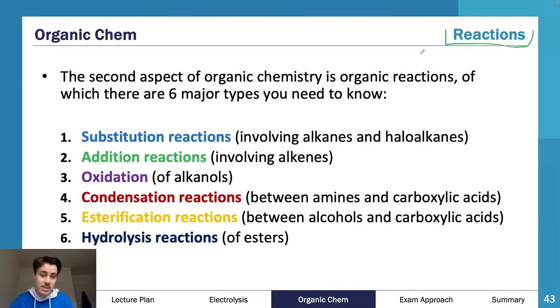What's the next one? 6. So these are the 6 main types you need to know. You need to be able to work your way through these 6 main types. So let's discuss how you approach these.